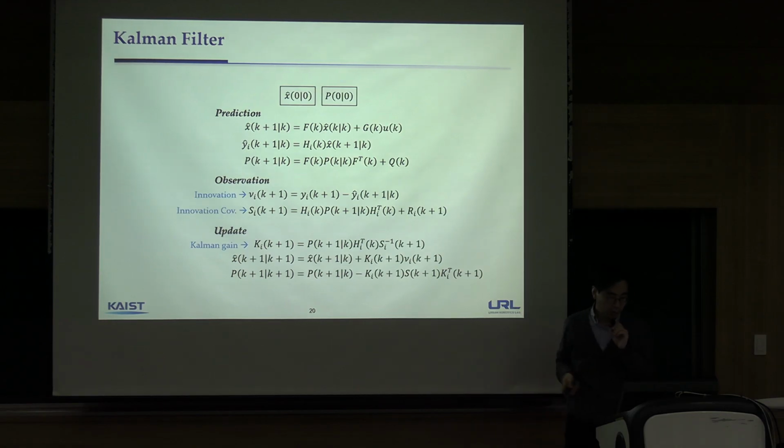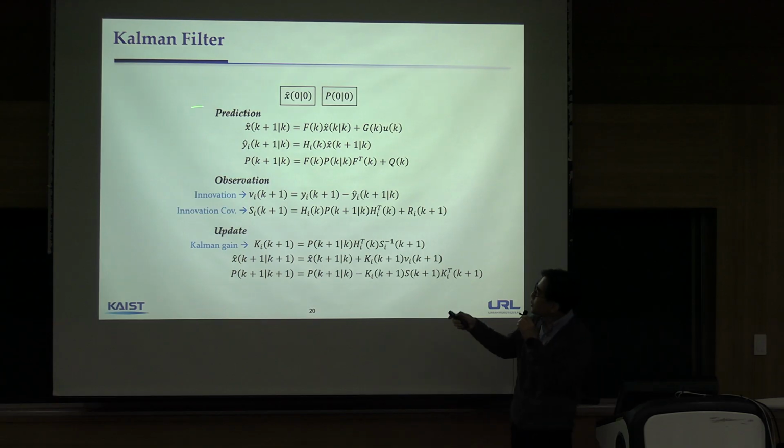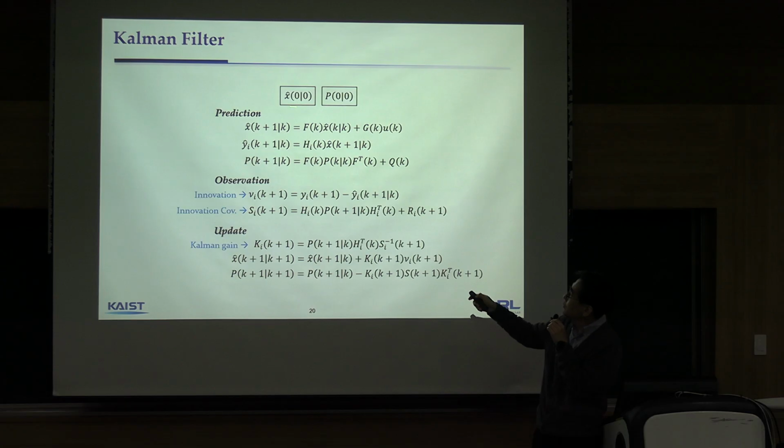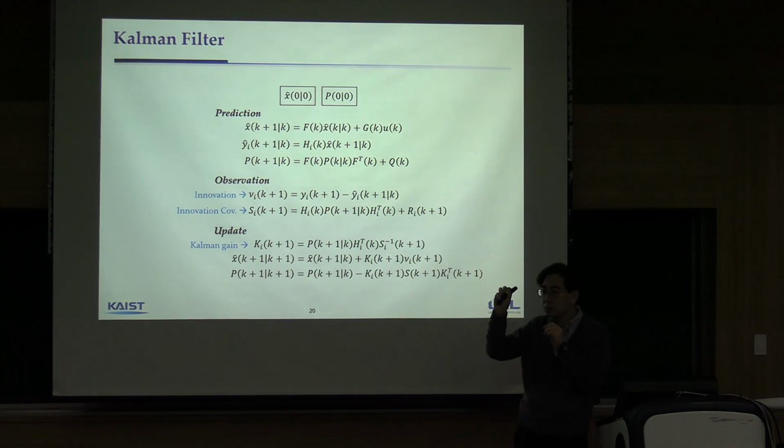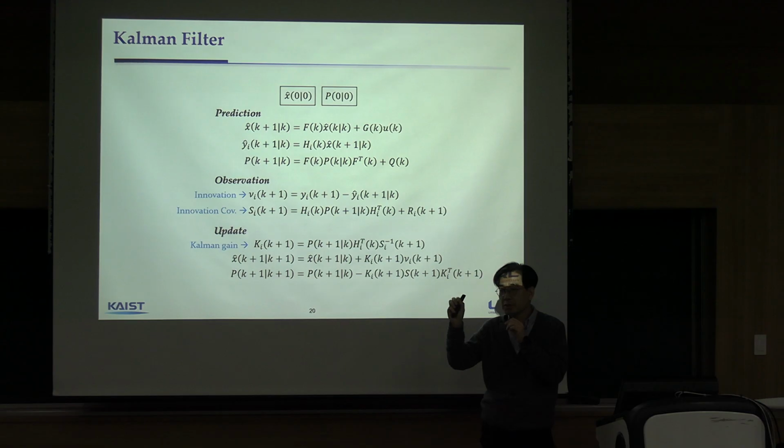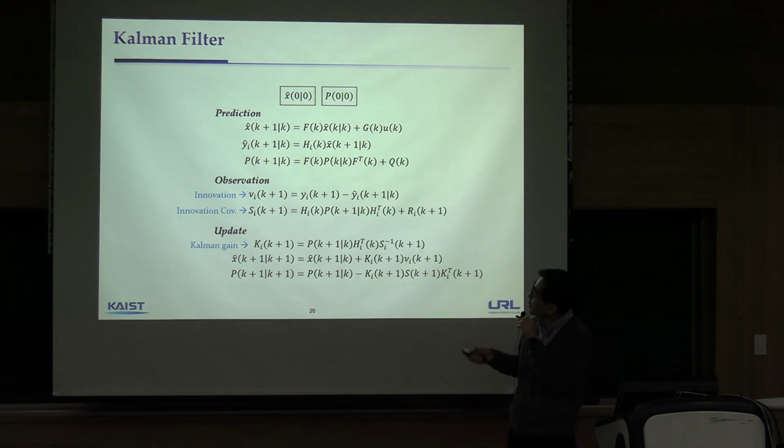So this is the Kalman filter equation. Prediction step, observation step, update step. We start from the initial condition, x hat 0 by 0. We assume that we already know the initial position, and P 0 by 0. This is the covariance matrix. So we already know about this one. We set it to, for example, the identity matrix. So we start from there.